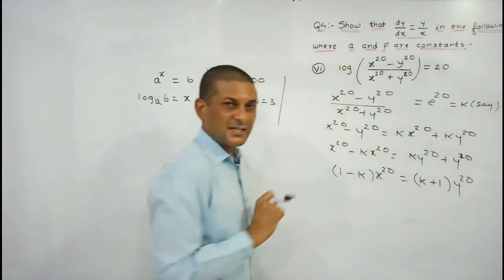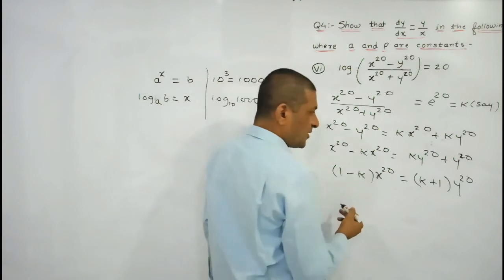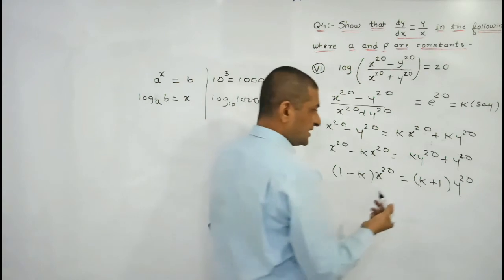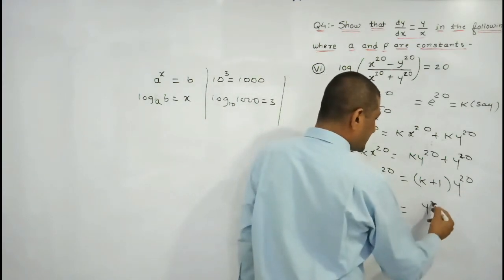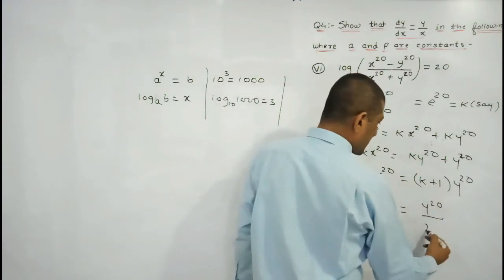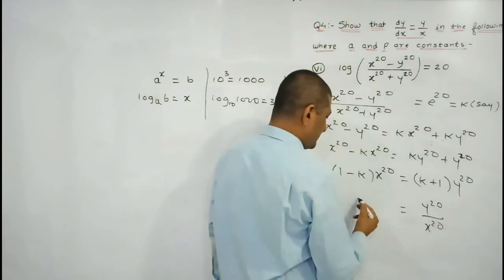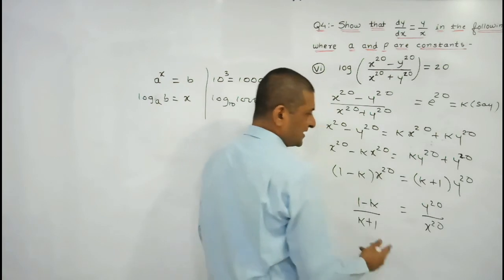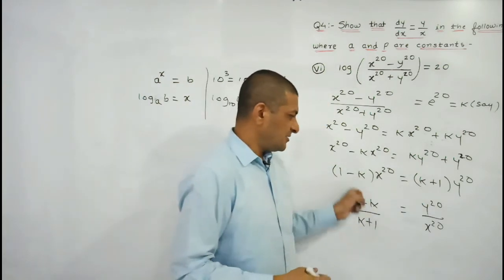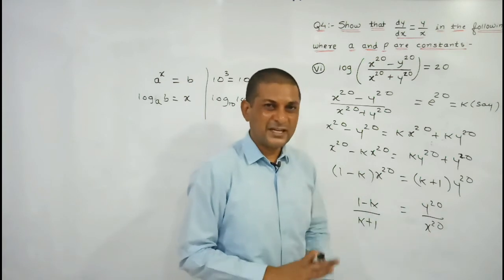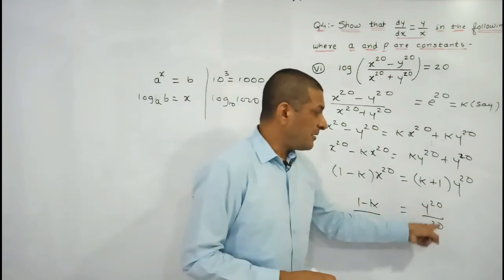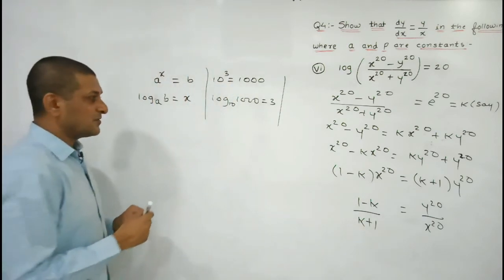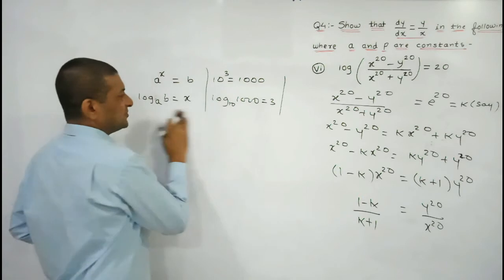Now on one side collect the terms of variable, and on another side collect the constant terms. So here y raised to power 20, keep it as it is, divided by x raised to power 20. And on this side 1 minus k, keep it as it is, and here k plus 1 will get divided, just using transformation. We collected the constant terms on one side and the variable terms on the other side. Now here the power is 20, and to eliminate 20 what do we have to take on both sides? The 20th root. So okay, this definition we have to apply.